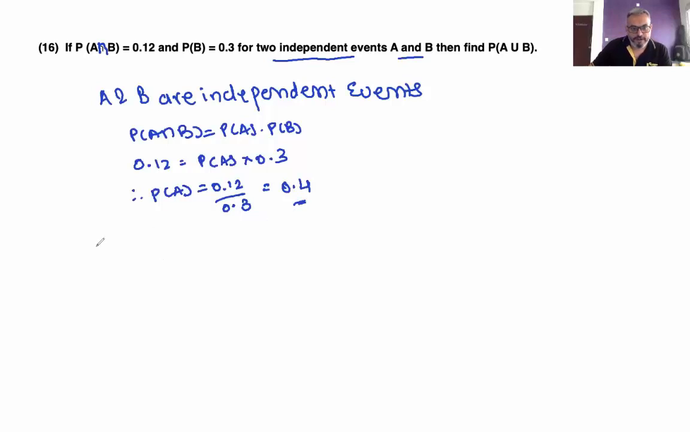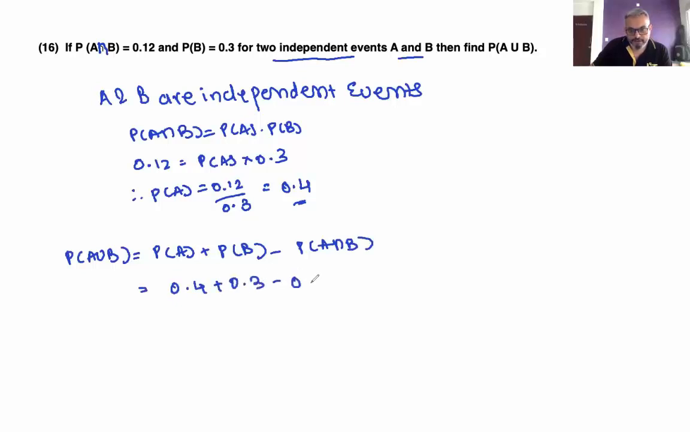Now we have to find P of A union B, which is equal to P of A plus P of B minus P of A intersection B, which is equal to 0.4 plus 0.3 minus 0.12, which is 0.7 minus 0.12, is equal to 0.58. Answer.